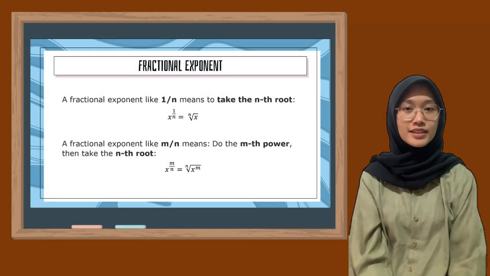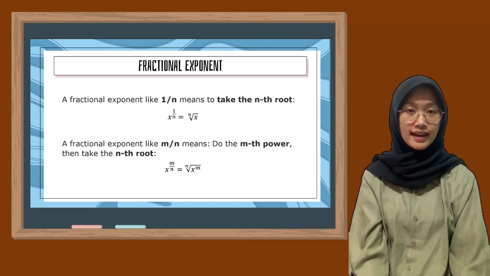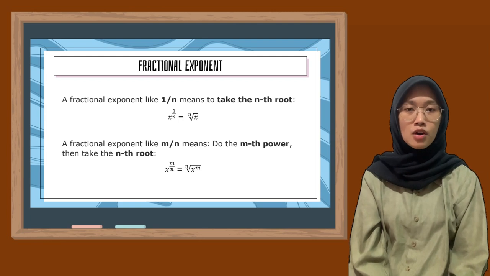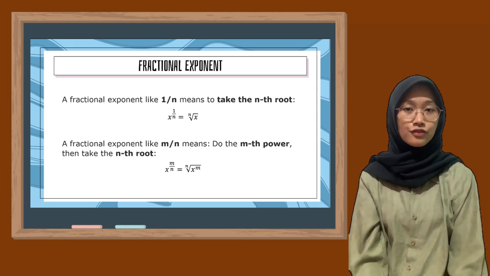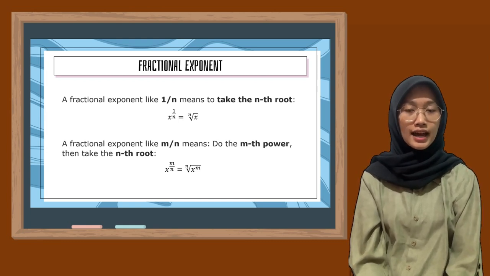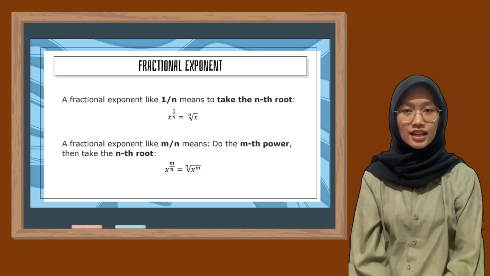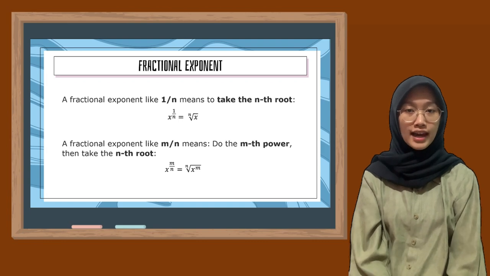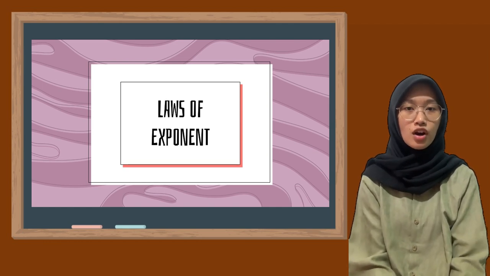And then the third special form, a fractional exponent. A fractional exponent, like 1 divided by n, means to take n root. The formula is x to the power of 1 divided by n equals n root of x. A fractional exponent like m divided by n means to take m power and then take the nth root. So the formula is x to the power of m divided by n equals the nth root of x to the power m. And then we will discuss about the laws of exponent.